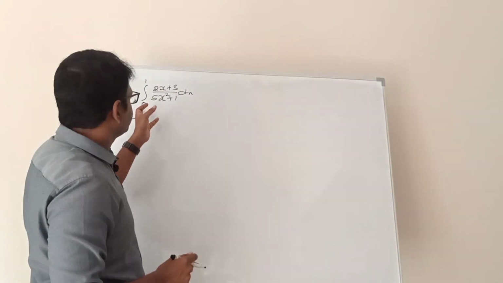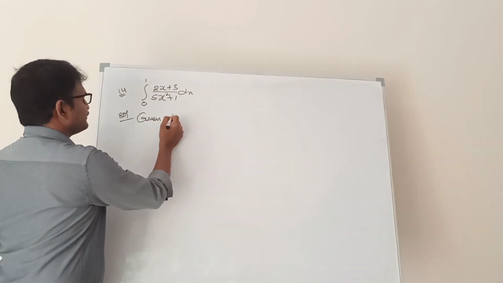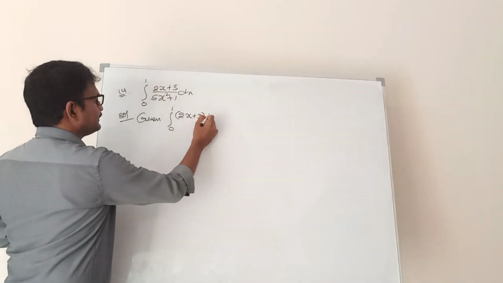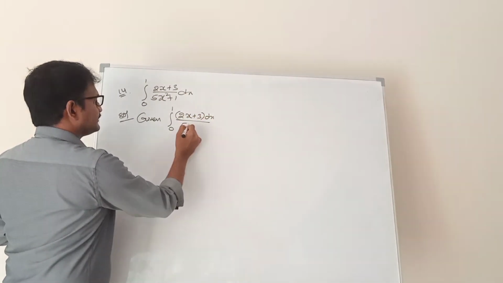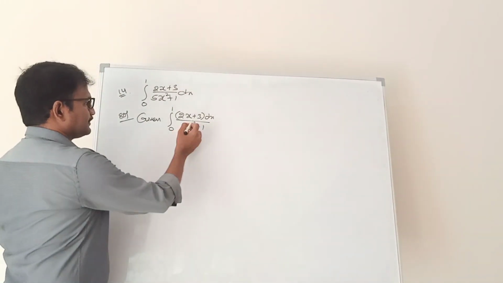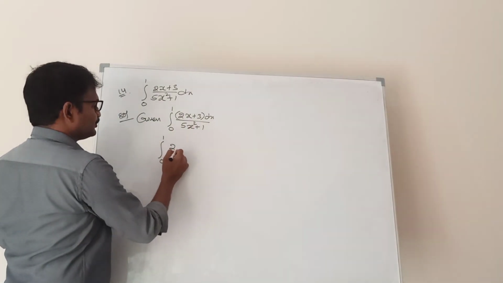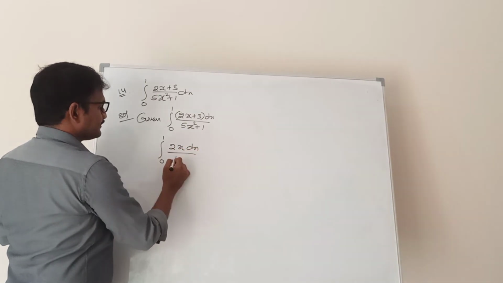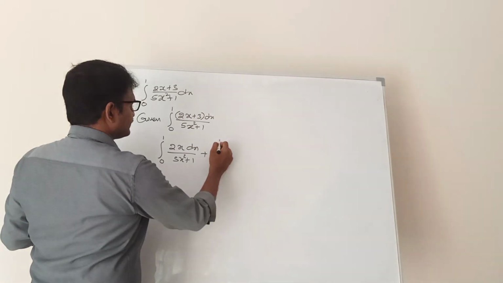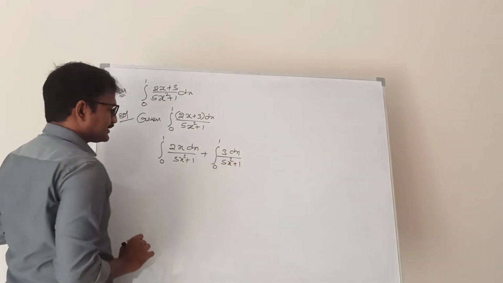Next problem, integration of 0 to 1, 2x plus 3 into dx by 5x square plus 1. Here in this problem, in the numerator we can split this into two parts, 0 to 1, 2x dx by 5x square plus 1 is one part, plus 0 to 1, 3dx by 5x square plus 1 is another part.